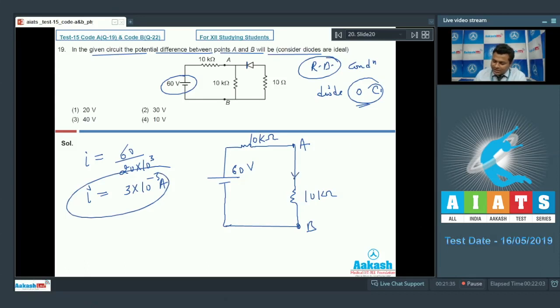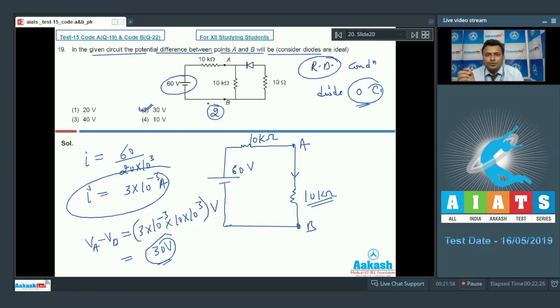Now the potential difference between these 2 points will be what? VA minus VB is given by I into this resistance, that is 3 into 10⁻³ multiplied by 10 into 10³ volt. 30 volt will be our answer. Option number 2 is perfectly matching. We will go with option number 2 only. Move on to the next, that is 20 number.